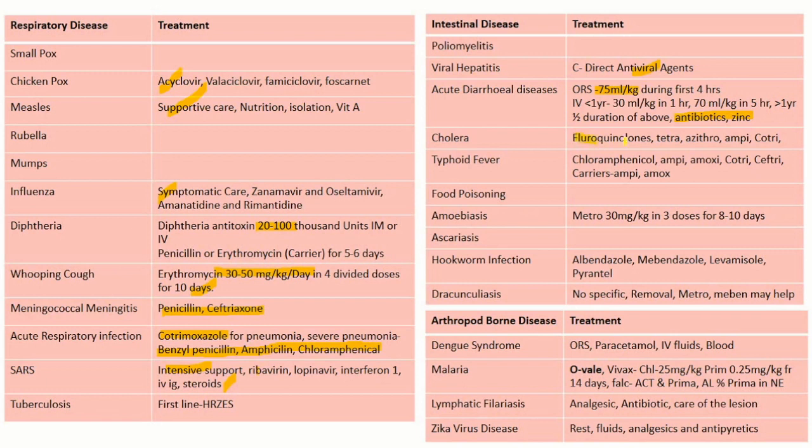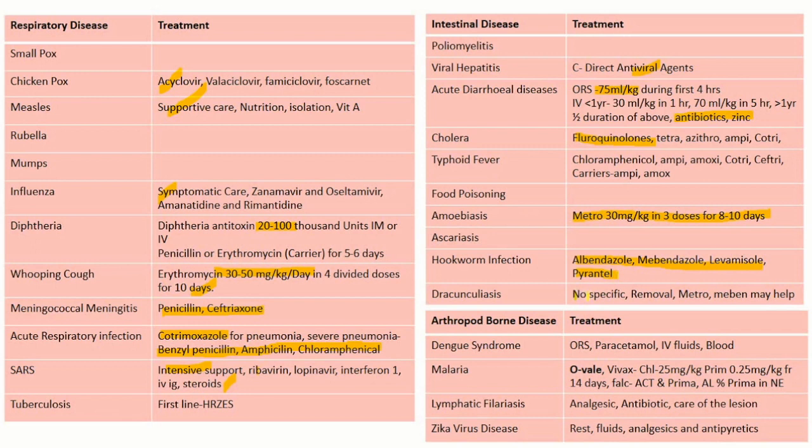Cholera, the treatment of choice is fluoroquinolones, tetracycline, azithromycin, ampicillin, cotrimoxazole can be used. Typhoid fever, chloramphenicol is the first choice, followed by the list of this drug. Amoebiasis, metronidazole is a drug of choice, 30 mg per kilogram in 3 doses for 8 to 10 days. Hookworm infection, albendazole, mebendazole, levamisole, pyrantel are the drugs used in treatment of the hookworm infection.